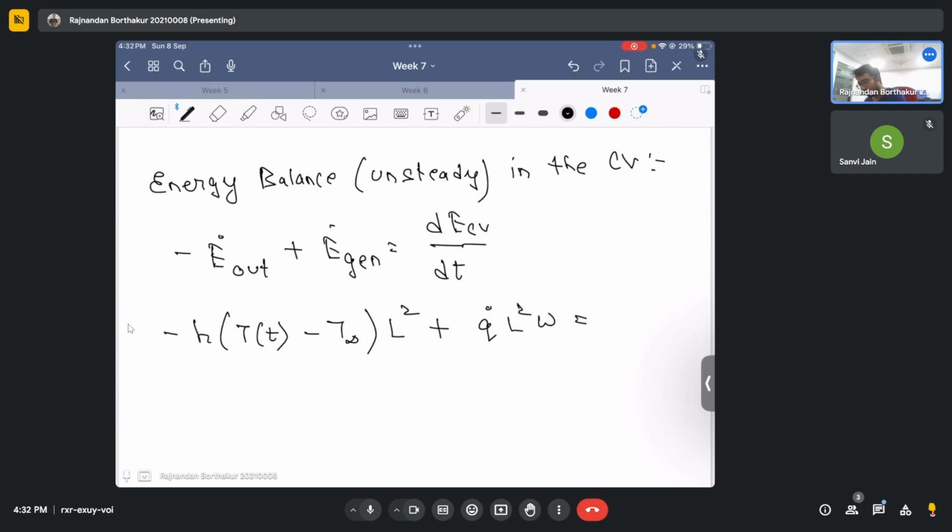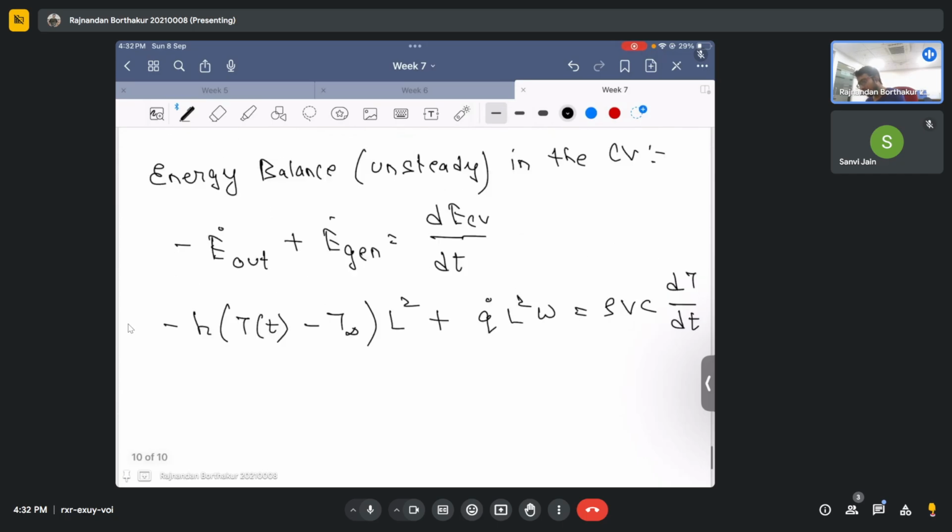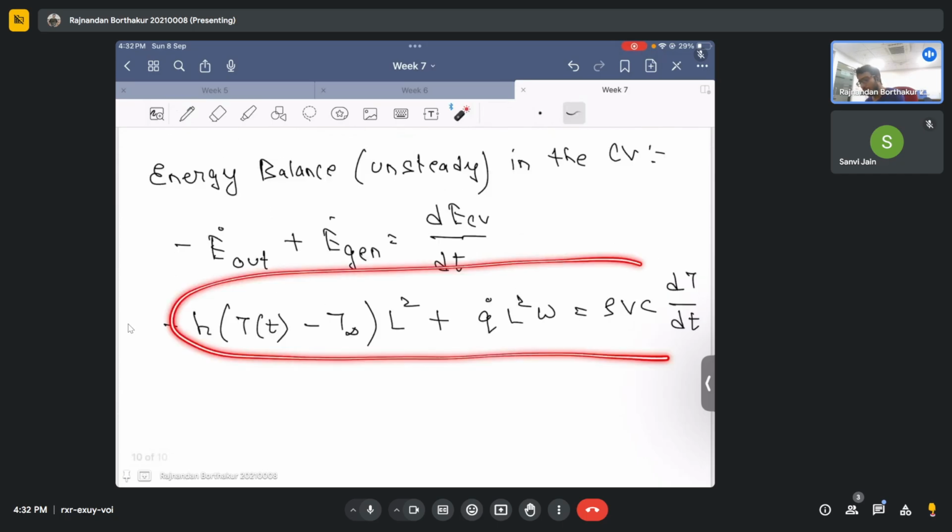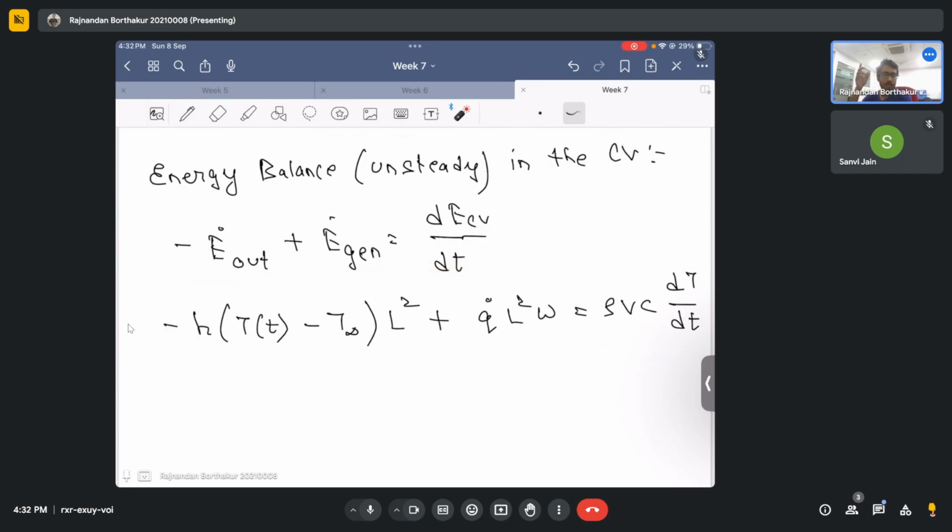And this, we have seen, is nothing but rho times the volume times the heat capacity, times dT by dt. So this is precisely the governing equation which we now need to solve in order to find out the time, such that there is a 1 degree difference from the attained steady state temperature.